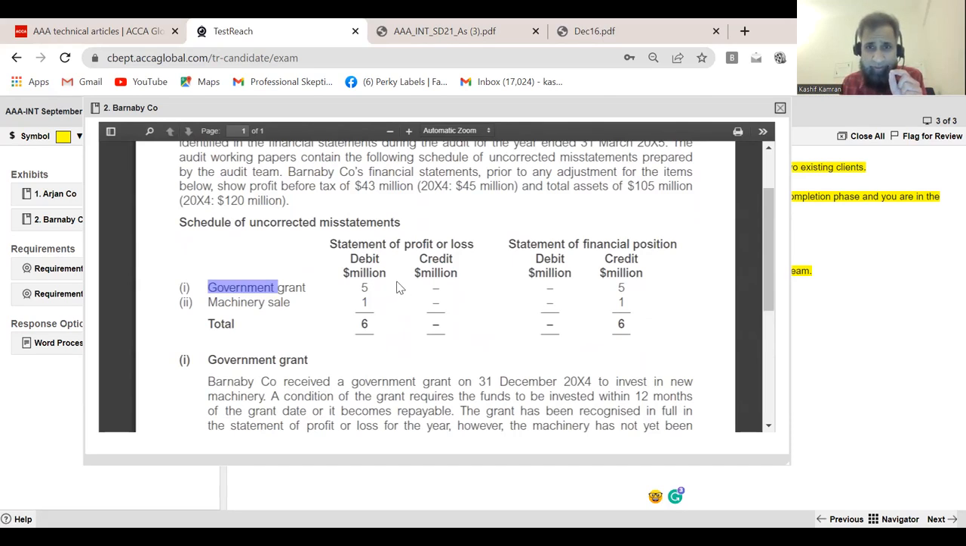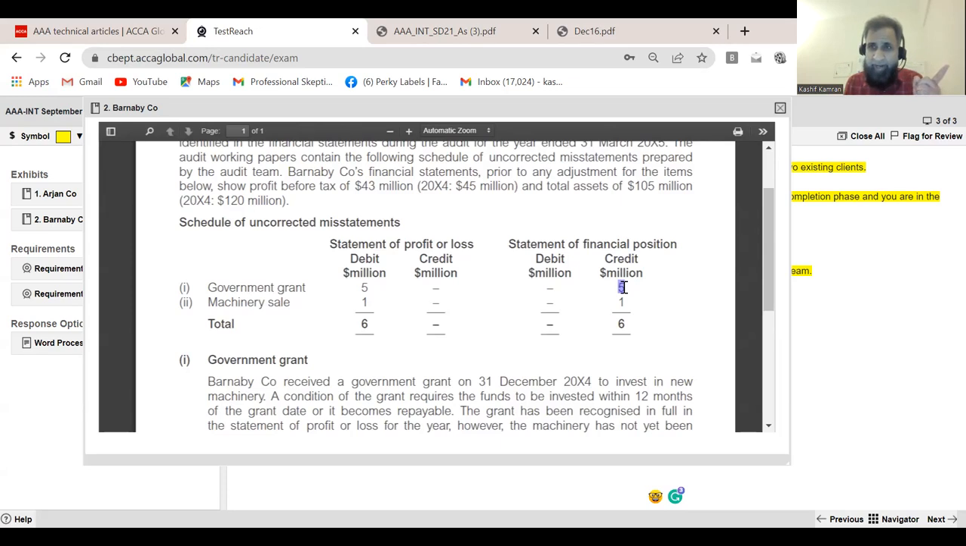The auditor wants the grant to be debited in the P&L. So that means currently the management has credited the grant in the P&L. So the auditor wants this to be corrected. That means reversal of the income recognized. And they want the balance sheet to be credited with 5 million. That is to recognize the grant as a deferred income. I hope you're getting the entry right.